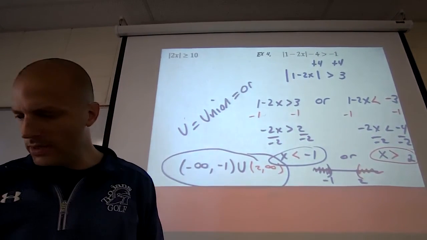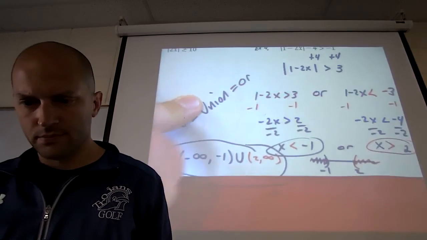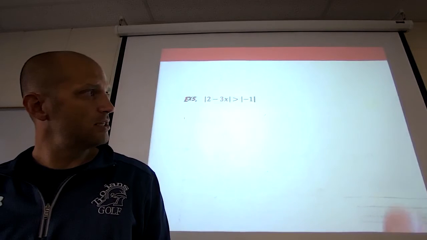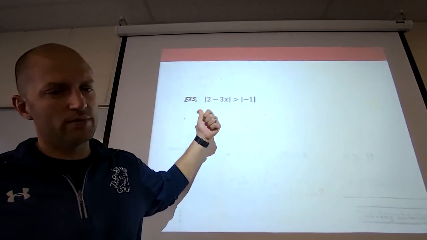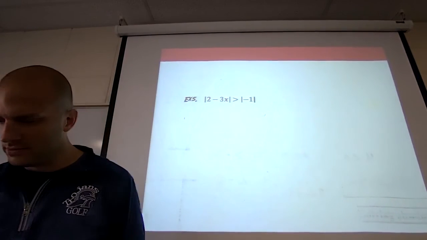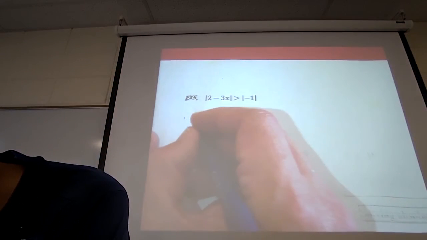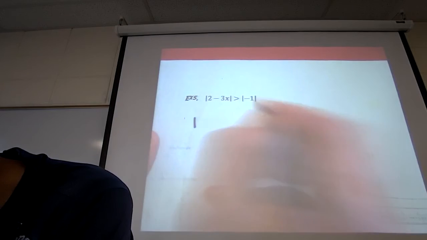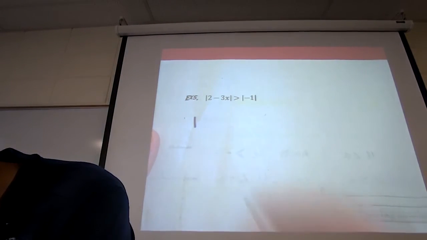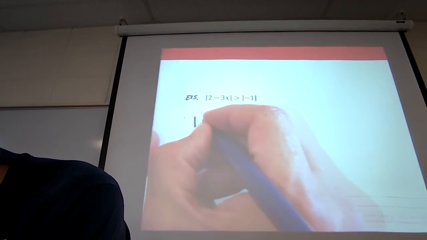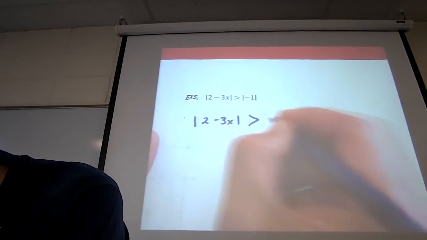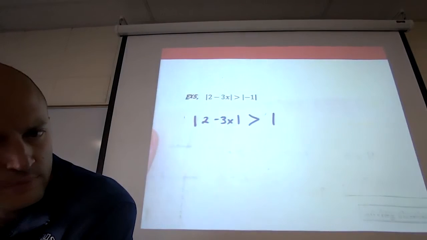Want to do at least one more here, so let's finish up. One more to do. People see this one on my math lab and they freak out. We say, don't freak out. Just simplify it a little bit. So I've got the absolute value of 2 minus 3x is greater than the absolute value of negative 1. Well, just simplify this guy. So I have the absolute value of 2 minus 3x, and the absolute value of negative 1 is just 1.